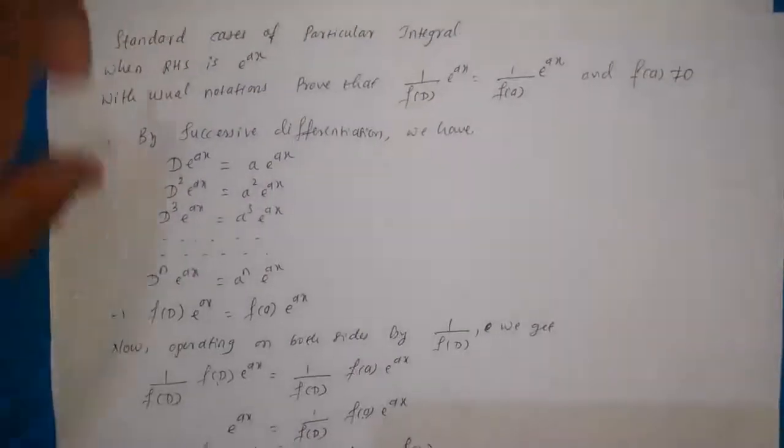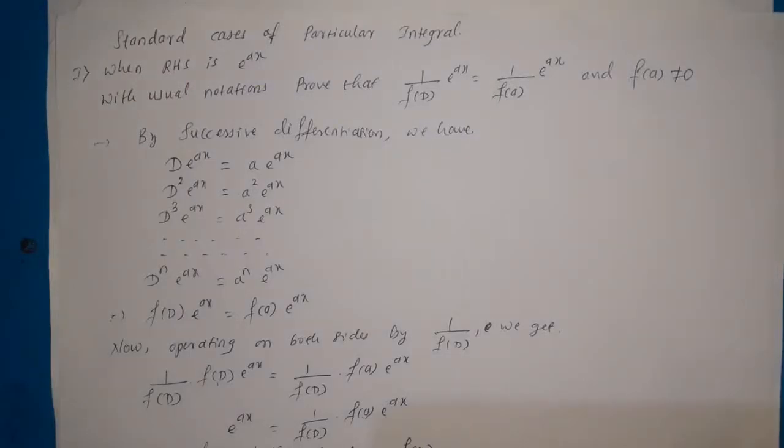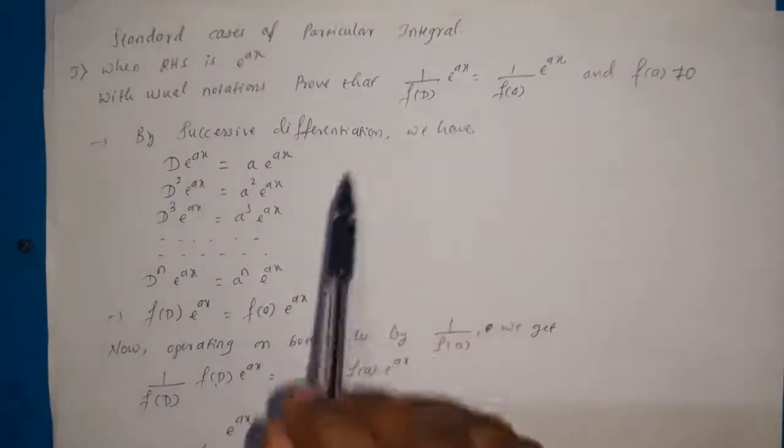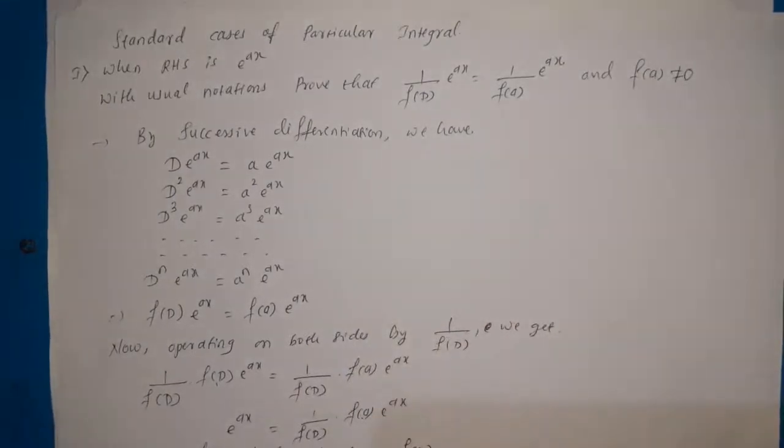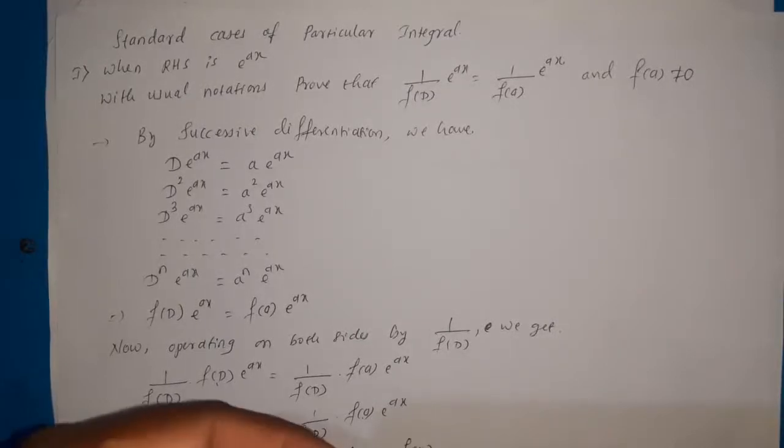So up to the last class we have discussed some examples on the first case of finding the particular integral, means whenever the RHS is of the form e power ax. So here, this is the first case of finding the particular integral: whenever RHS is of the form e power ax, then 1 by f of D into e power ax equals 1 by f of a into e power ax.